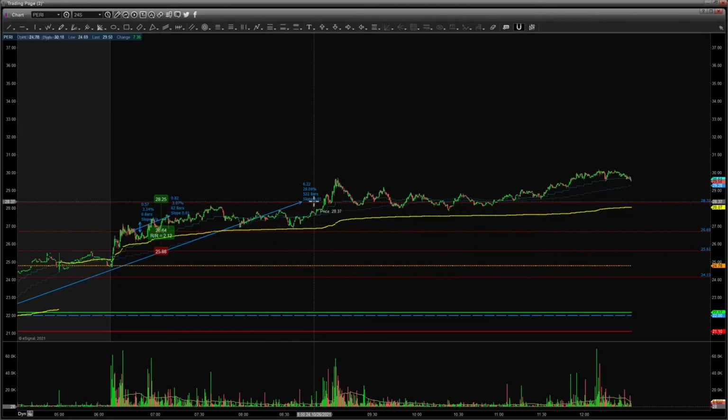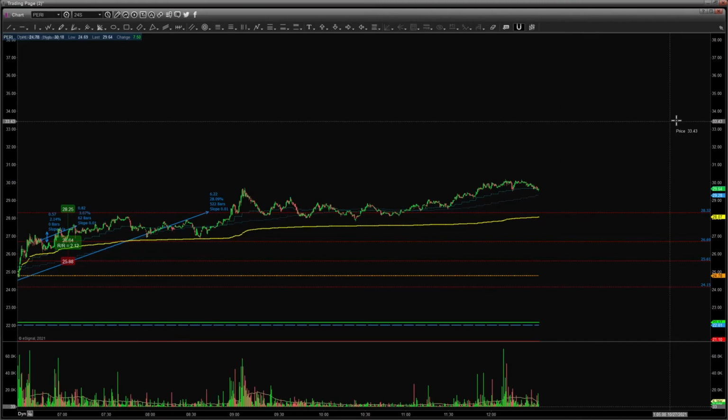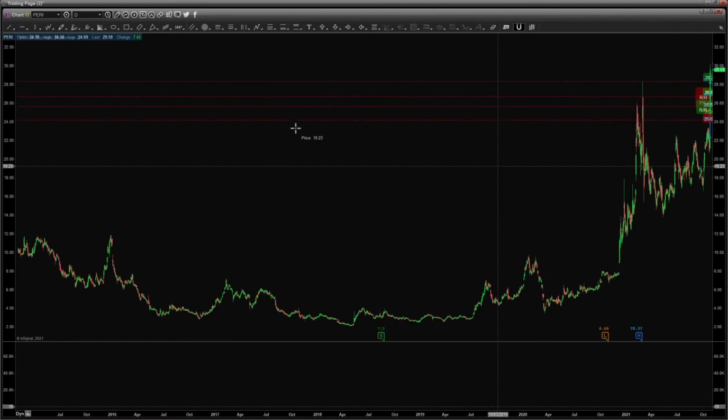So yeah, we chopped around this level for about 2 hours, and it looks like we're still continuing. If this level holds until the end of the day, and maybe even until the end of tomorrow, we could continue the run higher. I didn't even plot a pivot above this, so let's check out what the next pivot level would be by going over to the daily chart and plotting it.